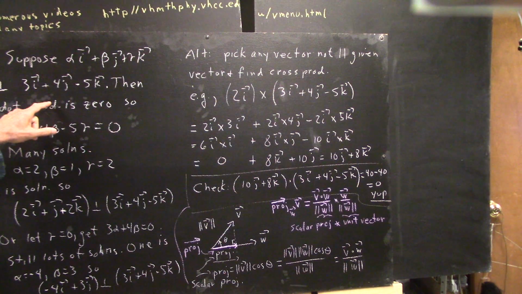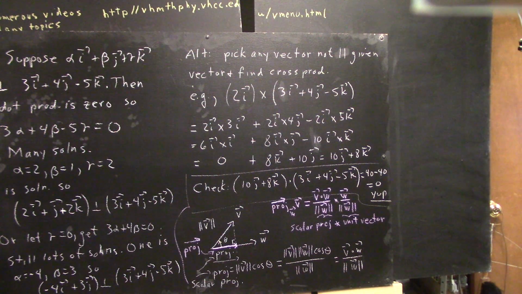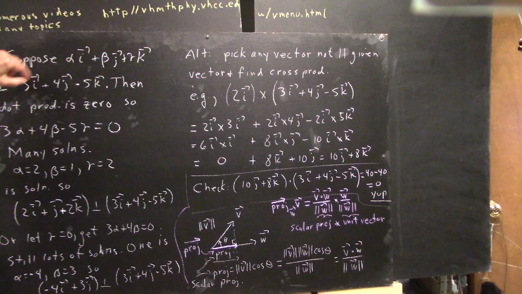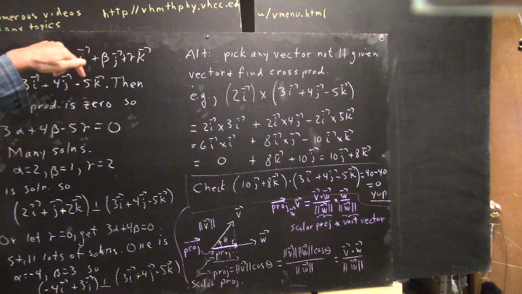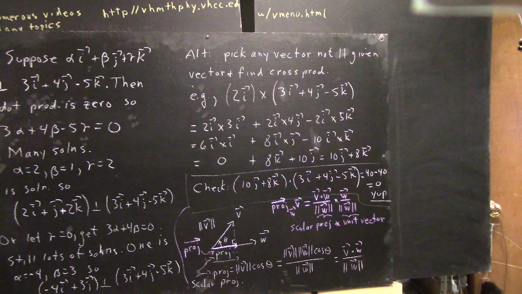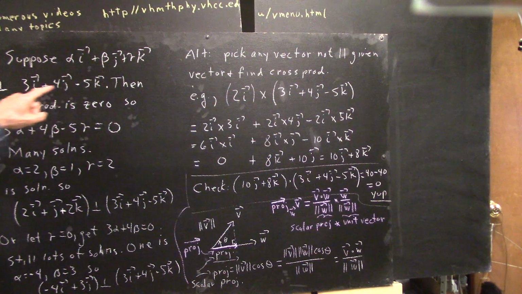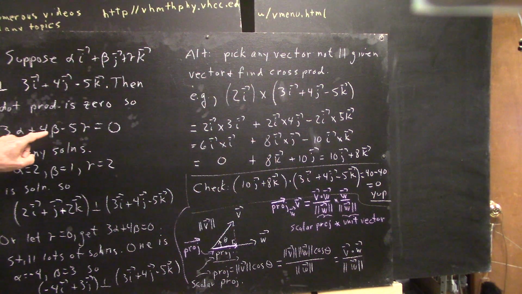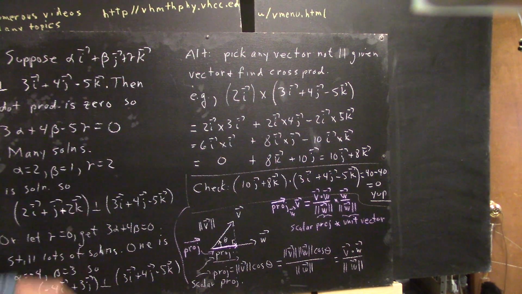Well, if the two are perpendicular, their dot product is 0. The dot product of this vector and this vector, as you should know very automatically at this point, is 3 alpha plus 4 beta plus minus 5 gamma: the product of the i components plus the product of the j components plus the product of the k components. If these are perpendicular, then the dot product has to be 0, so 3 alpha plus 4 beta minus 5 gamma has to equal 0.